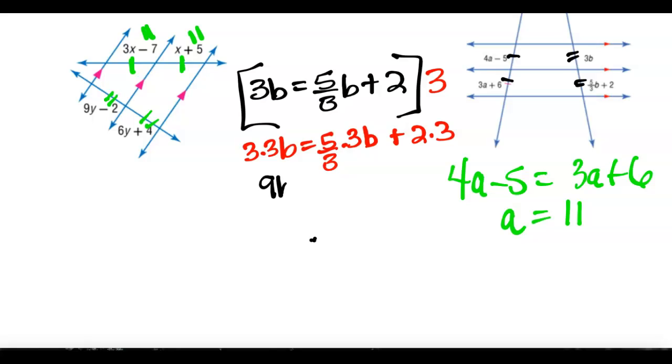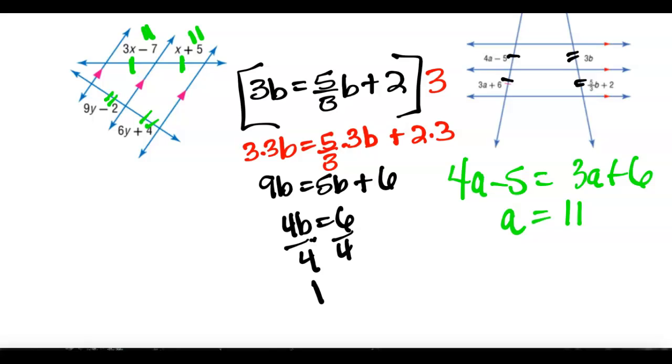So we get 9b is equal to 5b plus 6. We subtract 5b from both sides, and we get 4b is equal to 6. Divide both sides by 4, and we are going to get a decimal answer now. b is equal to 1.5.